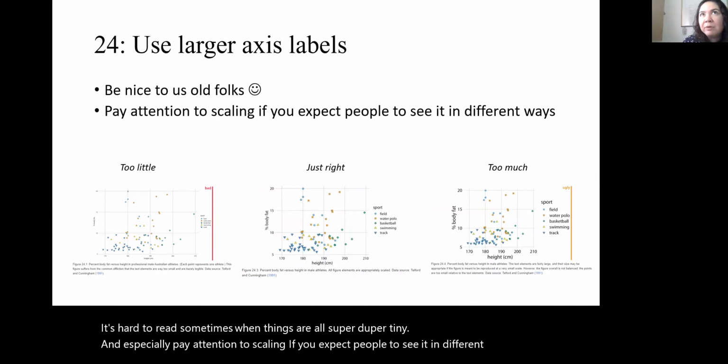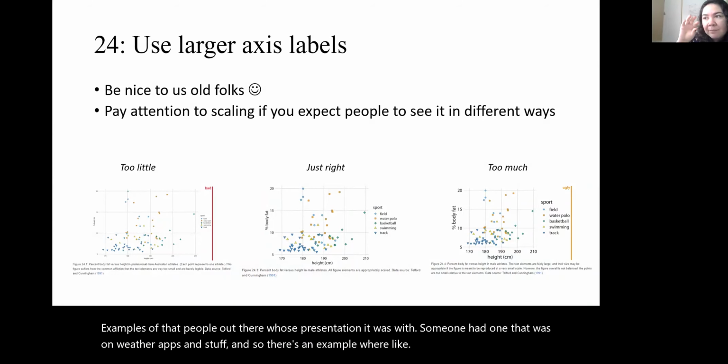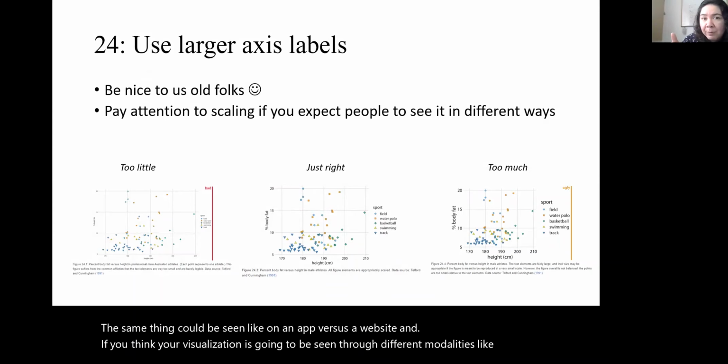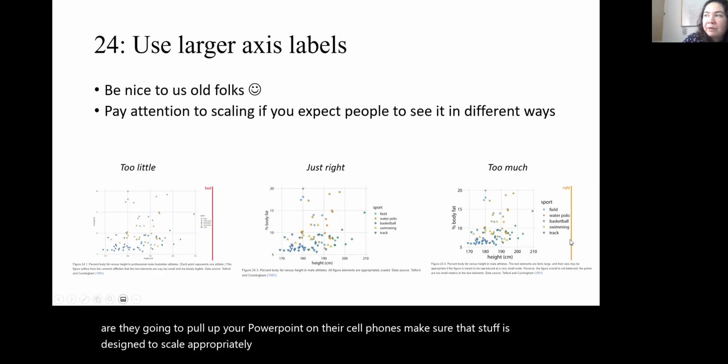Examples of that, I don't remember whose presentation it was, but someone had one on weather apps and stuff. And so there's an example where the same thing could be seen on an app versus a website. And if you think your visualization is going to be seen through different modalities like that, or like, are they going to pull up your PowerPoint on their cell phones? Make sure that stuff is designed to scale appropriately, including all the legends and the axes.